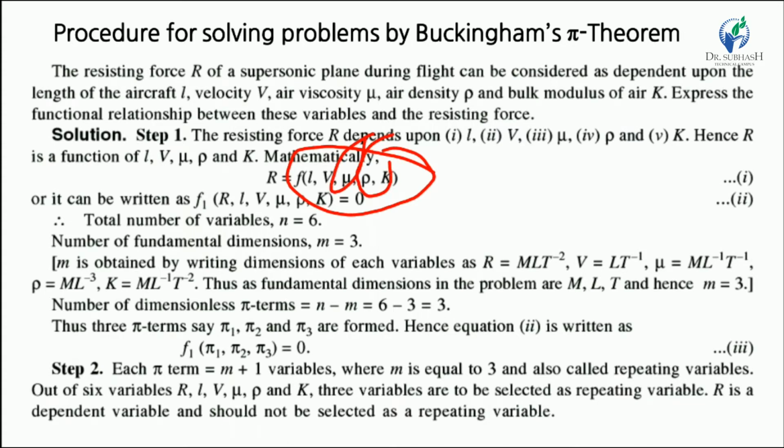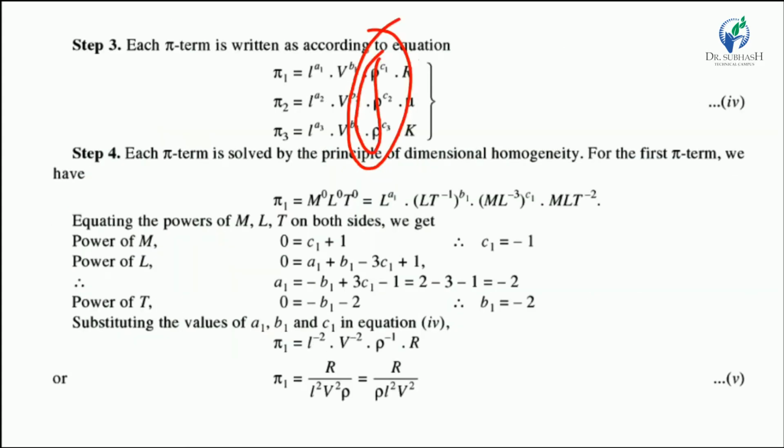The fluid properties among the 6 variables are viscosity and density. You can take viscosity or density, any one of the 2. Here we take density as the repeating variable. A repeating variable repeats in all 3 pi terms, as shown in the slide. So write L, V and rho in each pi term. Now write an arbitrary power on each repeating variable. Any power you can take. So here A1, B1 and C1, A2, B2 and C2, A3, B3 and C3.